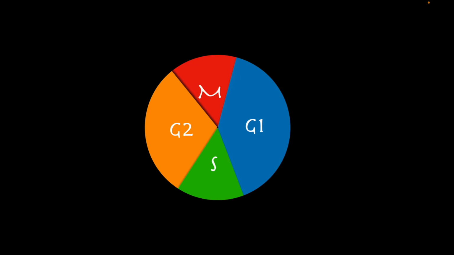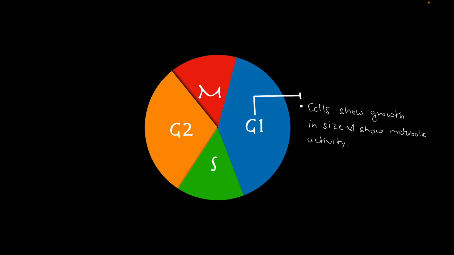Now, let's take a look at what a typical cell cycle looks like. It has these 4 phases: G1, S, G2, and M. What happens in the G1 phase is that the cell wants to divide, and it has just come out of the mitosis phase, which is the phase in which the cell divides. So what the cell wants is to grow. It shows growth in size and huge metabolic activity, and this takes a whole lot of the time of the cell's life.